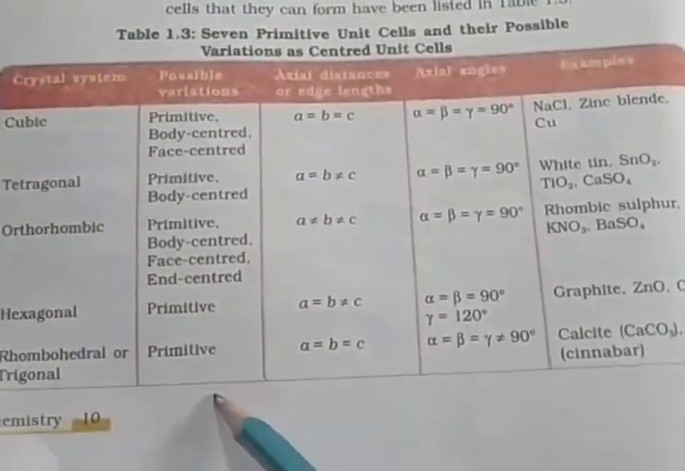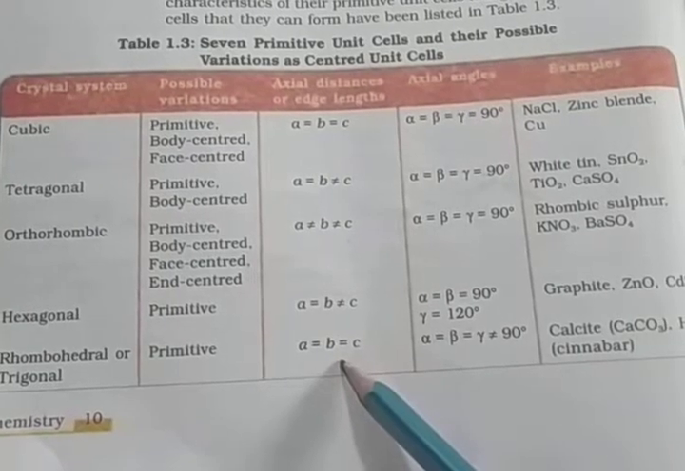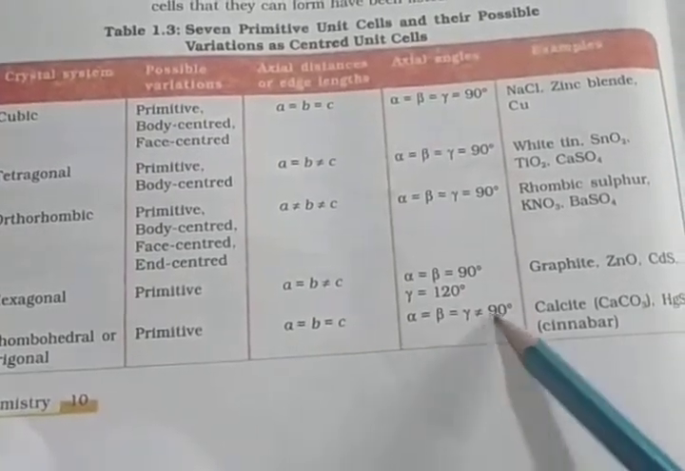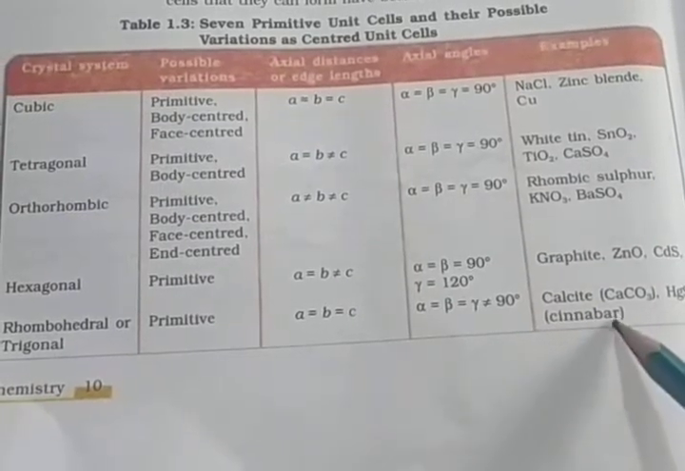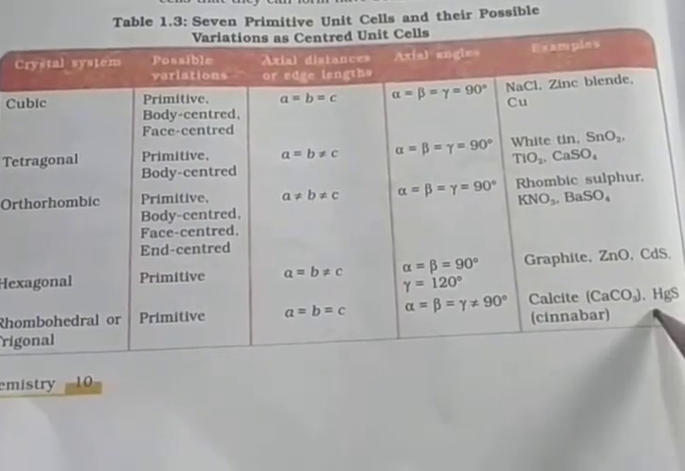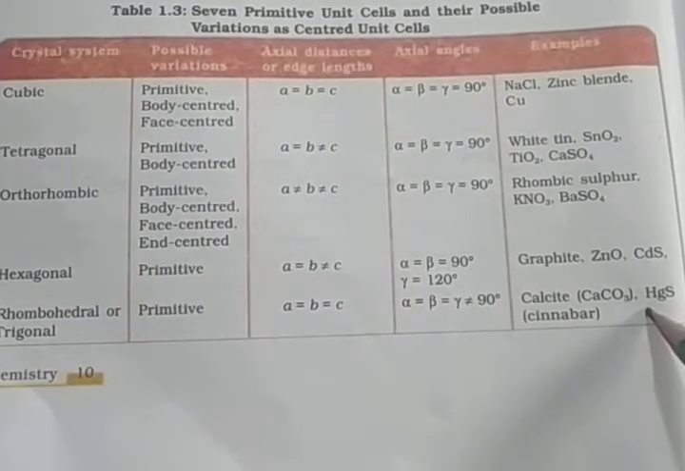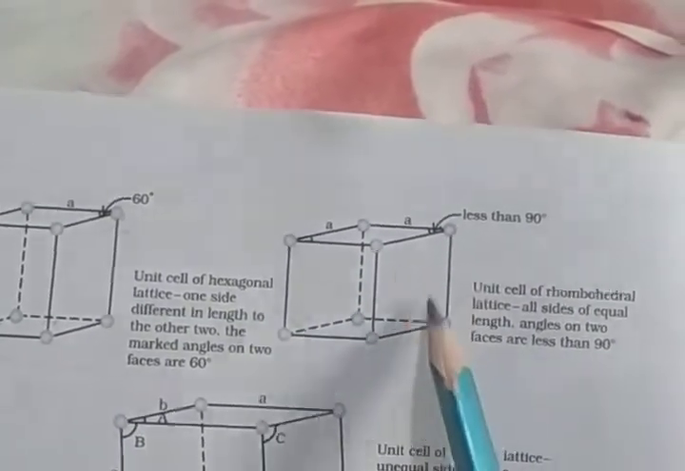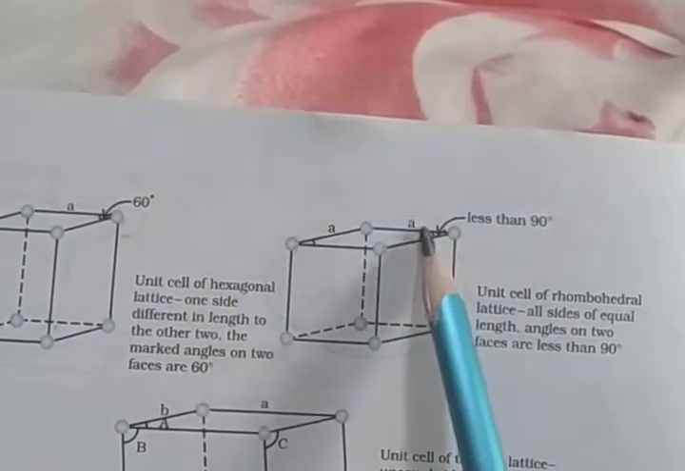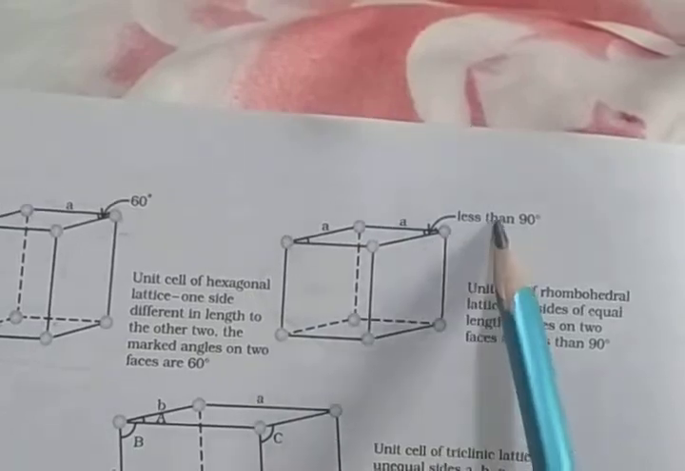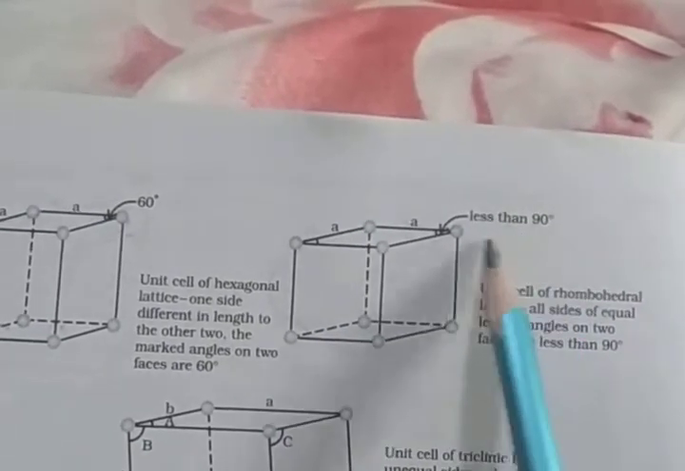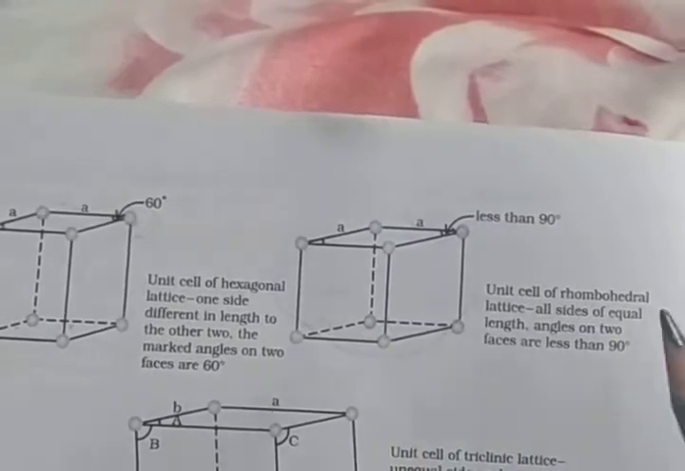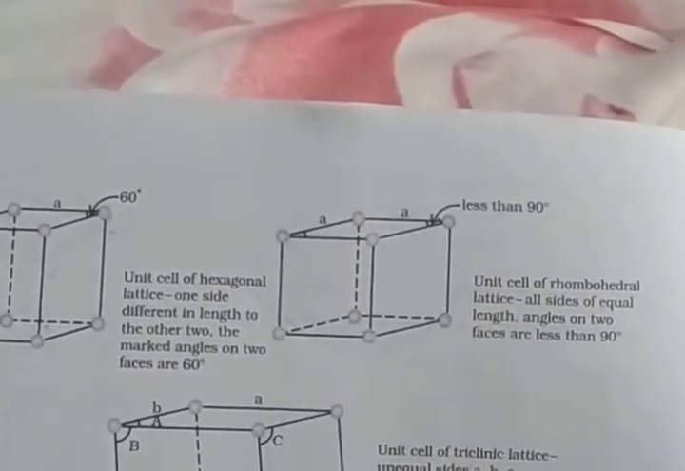Its possible variation is primitive. All edge lengths are equal, and alpha, beta and gamma are not equal to 90 degrees. Rhombohedral examples are calcite, CaCO3, and HgS, which is also known as cinnabar. Here you see the unit cell of the rhombohedral lattice: all sides are of equal length and the angles on two faces are less than 90 degrees. This is only for the primitive type of cell.